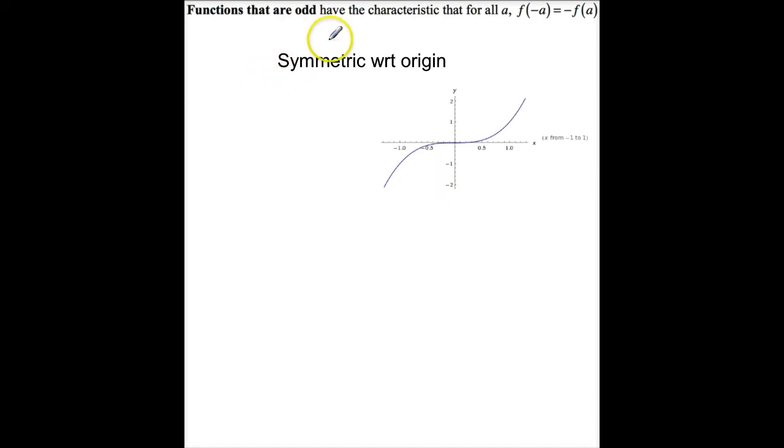Now, odd functions have the characteristic that if I put in negative a, I get minus f of a. So this is y equals x cubed. If I put in negative x, I get negative x cubed, and this is negative y. So for this one, if I put in 1, I get 1, and if I put in negative 1, I get negative 1. We say these are symmetric with respect to the origin.